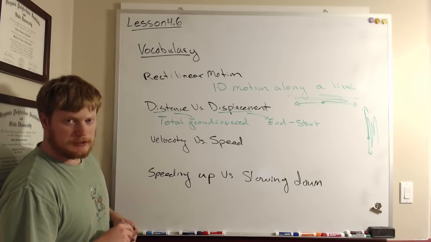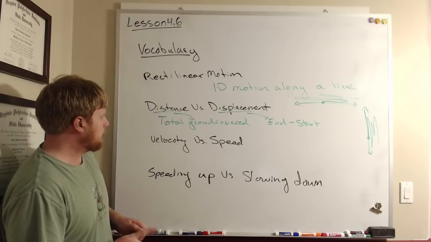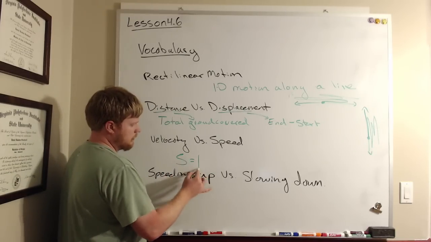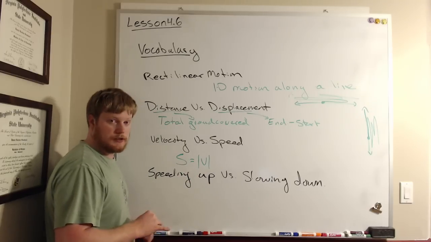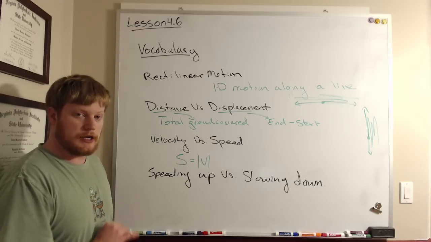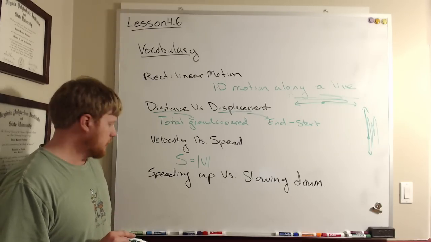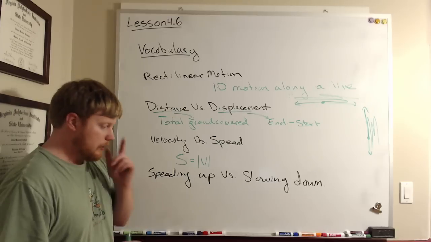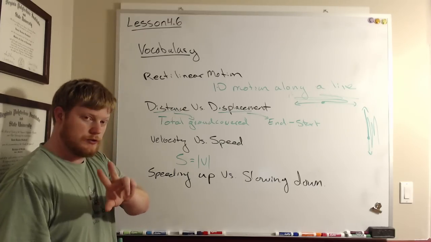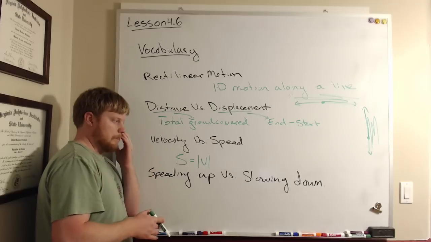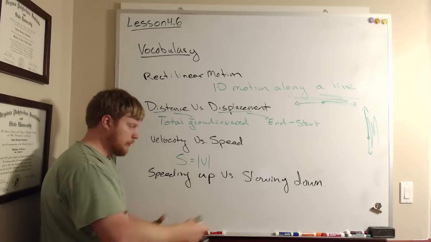Let's see, velocity versus speed. That one I think we should be familiar with. Speed is the absolute value of velocity. Velocity has magnitude and direction. Speed only has magnitude, doesn't have direction. Now, speeding up versus slowing down, this is the one that's going to be new. So there's two scenarios. Well, three really. But they're speeding up and slowing down.